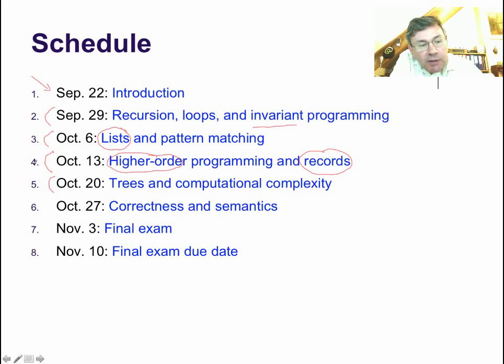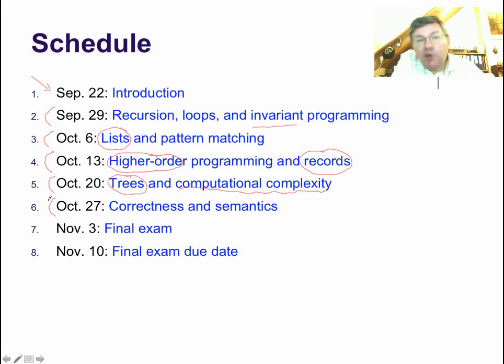On October 20, we will talk about trees. Trees are the second most important data structure after lists, and we will have a more mathematical part on computational complexity, the time and space of a program looked at asymptotically as the input size increases without bounds. How does your algorithm behave? Very important when you want to talk about efficiency.